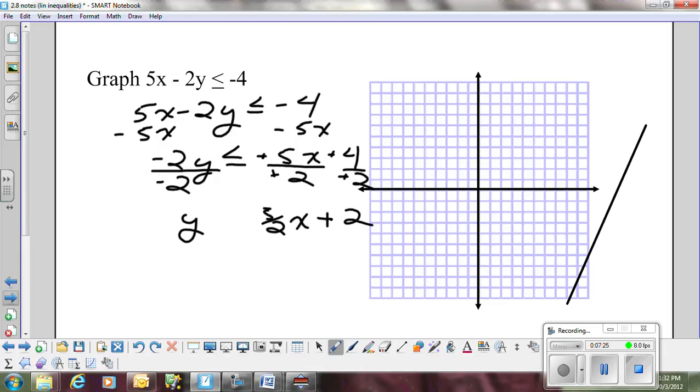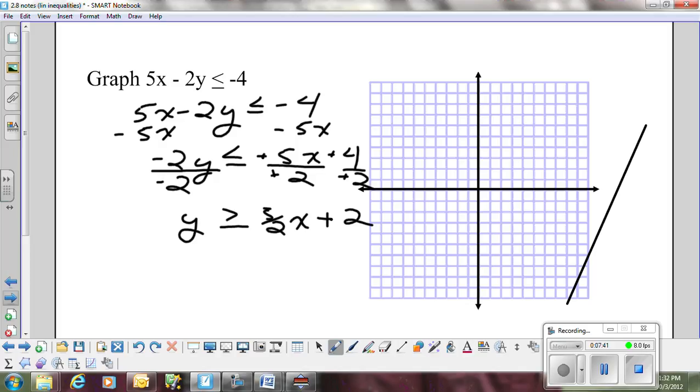What goes in the middle, the sign? Yeah, you have to flip it. I divided by a -2, so I changed the direction of my greater than or less than sign. What was your question, Paige?